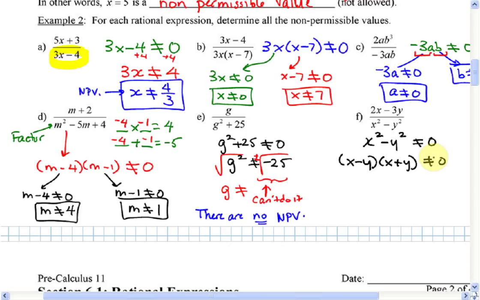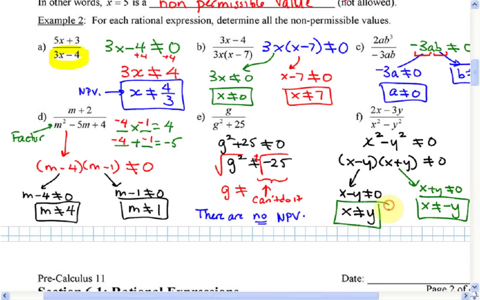Okay, there's a difference. So now how do you solve for this? Well, you make x minus y not equal to 0. And if I asked you to solve for x, what would you do with that minus y? Bring it to the other side. Yeah, so x can't be equal to positive y. And then the one over here, x plus y can't be equal to 0. What do we do next? Well, we just solve for x and you bring it to the other side. There you go. Done.